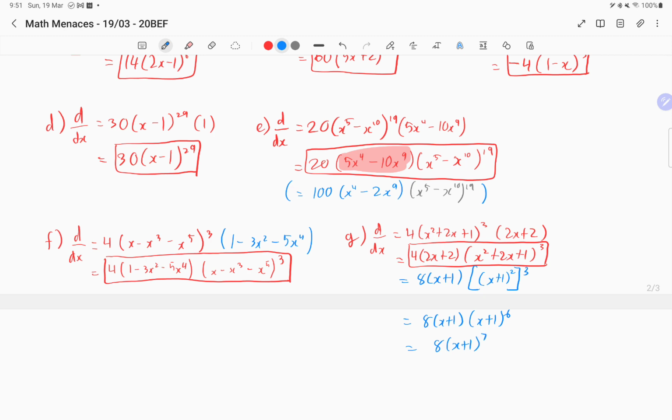Okay, so question G, there are also a few optional steps to simplify that. For now it's optional, but in the exam you might actually have to do it yourself. So it's to recognize a perfect square.